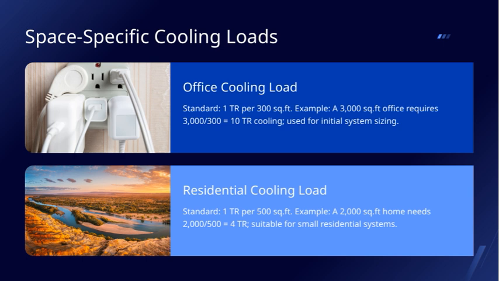Now, shifting to commercial spaces like offices, the standard changes a bit. Here, we usually consider 1 ton of cooling per 300 square feet. So, for a 3,000 square foot office, we divide 3,000 by 300, resulting in about 10 tons of cooling needed. This helps us get a good initial estimate for system sizing.